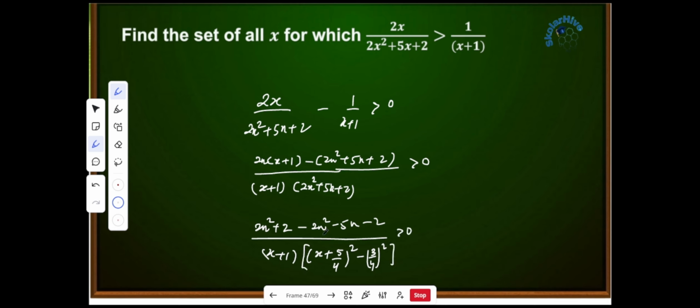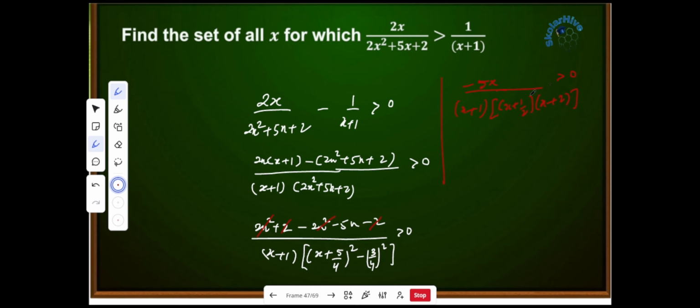Okay, so this is the expression. If you see the numerator, 2x squared got cancelled, plus 2 got cancelled, minus 2 got cancelled, we are left with minus 5x in the numerator. So this will become minus 5x divided by x plus 1, and this is a square minus b square format, so we can just use the identity. This will become x plus 5 by 4 minus 3 by 4, which is 5 minus 3, 2 by 4, means x plus 1 by 2. And when we add these two numbers, 5 plus 3 is 8 by 4, means x plus 2, which is greater than 0.